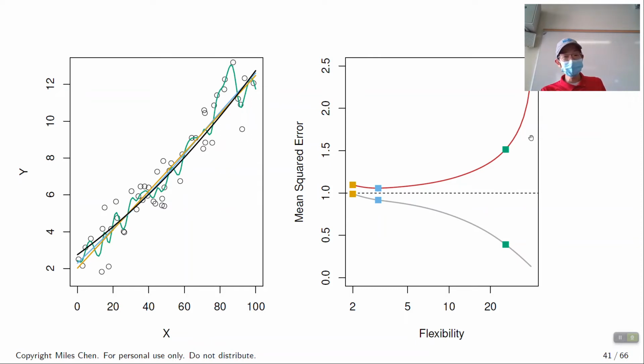So as we increase flexibility, the test error goes up for the most flexible model. And so at this point, what model should you use? Should you use the blue model? The blue model technically has the least amount of error in the test data set, but is it the best? If your sole measure is test data error, then yes, the blue model is the best.